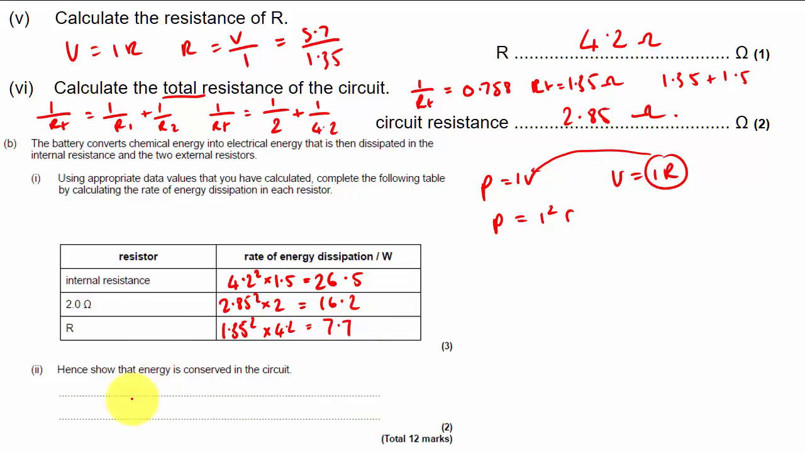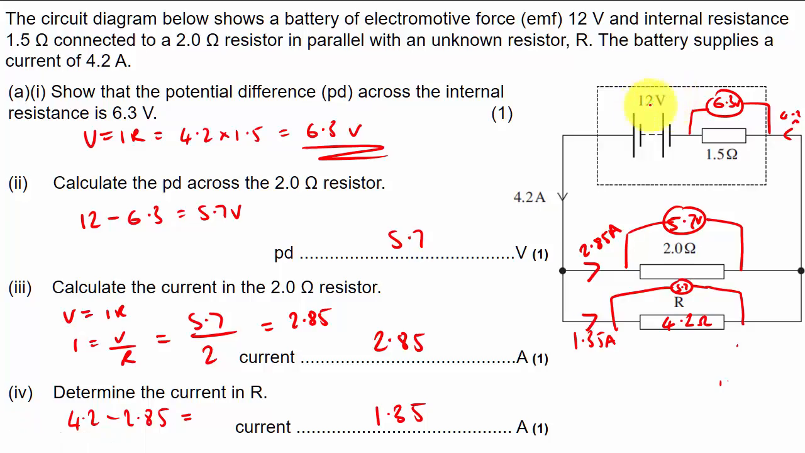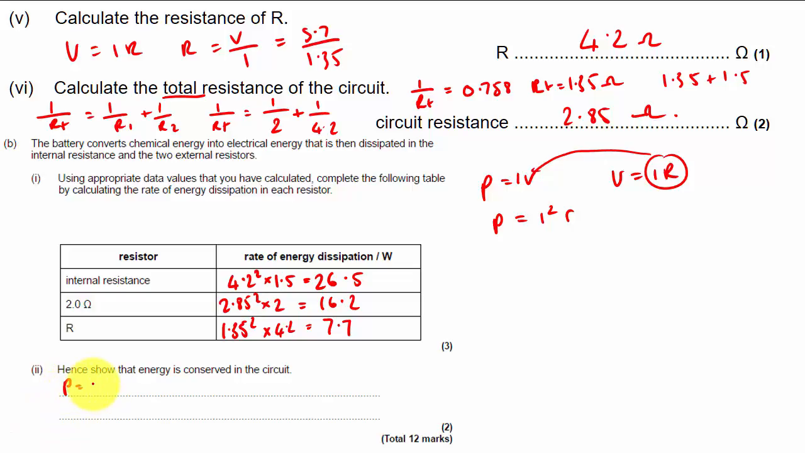Alright, so the question's been leading us up to this. Hence, show that energy is conserved in the circuit. If we go back to the very beginning, the EMF, the total energy provided, was 12 joules per coulomb. The current was 4.2 amps, which is coulombs per second. So again, power equals voltage times current, and the multiplication order doesn't matter. If we do 12 volts times 4.2 amps, we get the total energy delivered by the battery, and that comes out as 50.4 watts.